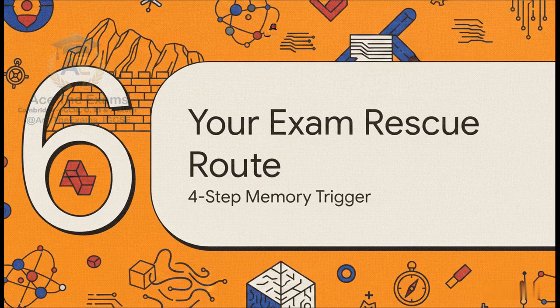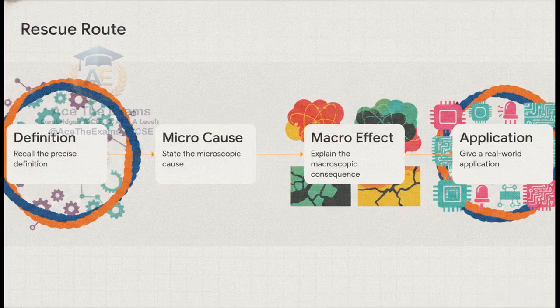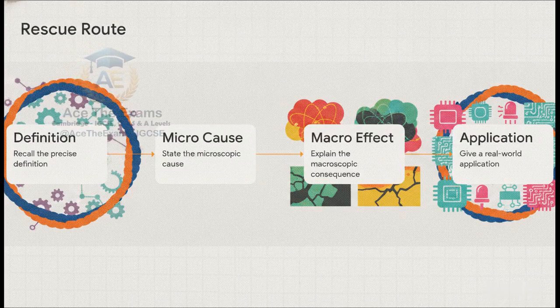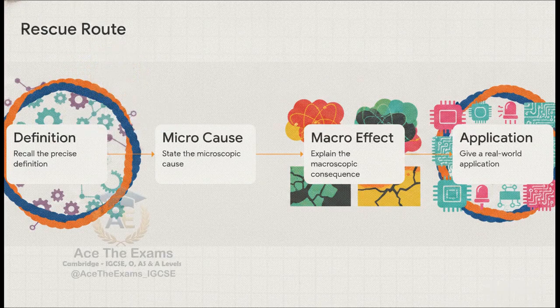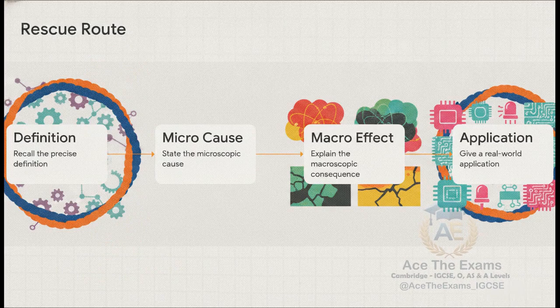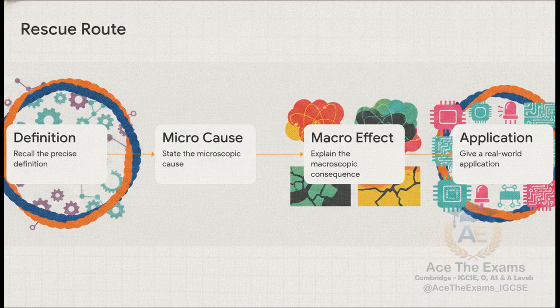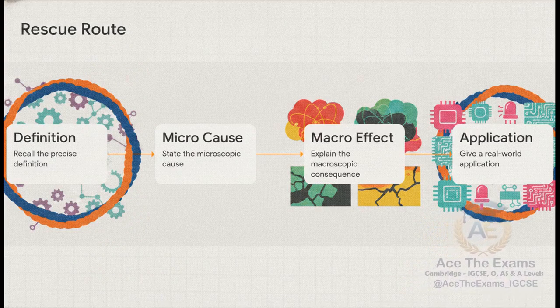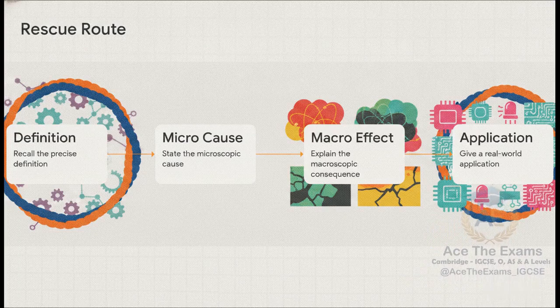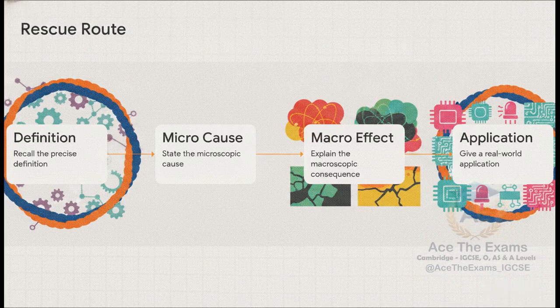Okay, let's wrap this up with Section 6, your exam rescue route. Think of this as your survival toolkit for when an exam question throws you a major curveball. When you're revising this chapter, just repeat these 4 anchor prompts. 1. Recall the precise definition. 2. State the microscopic cause. 3. Explain the macroscopic physical consequence. And 4. Give a real application. If you can mentally speak through these 4 prompts in that exact order, you can reconstruct a perfect answer for literally any material weakness or electronic usefulness question they throw at you.